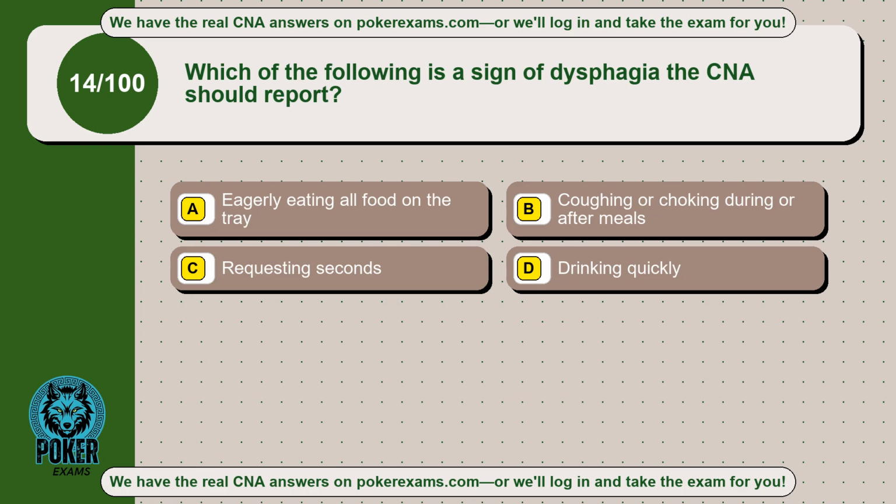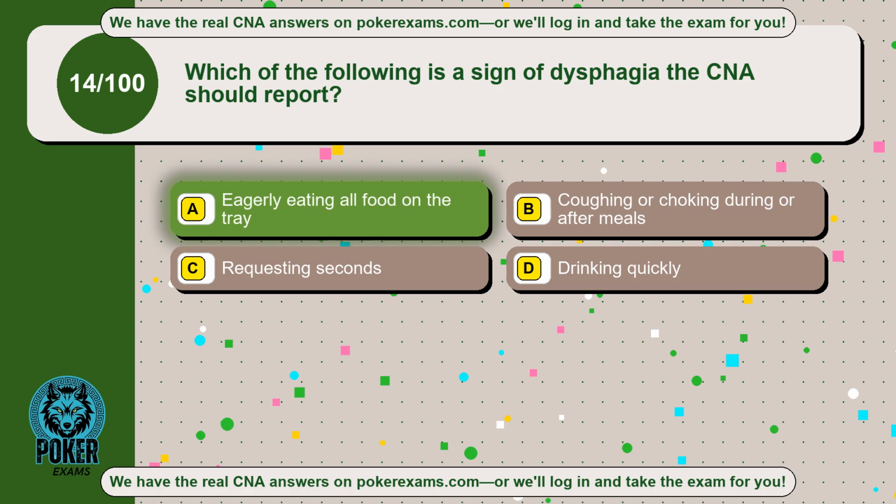Question 14. Which of the following is a sign of dysphagia the CNA should report? Option A. Eagerly eating all food on the tray. Option B. Coughing or choking during or after meals. Option C. Requesting seconds. Option D. Drinking quickly. The correct answer is option A.